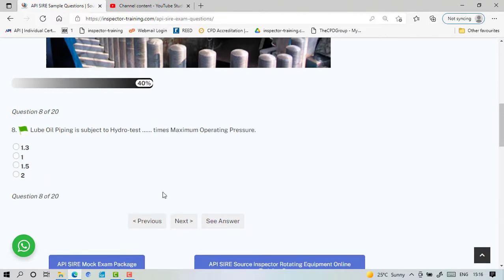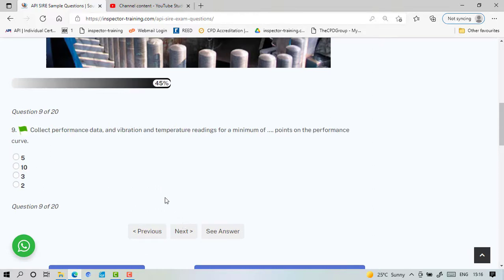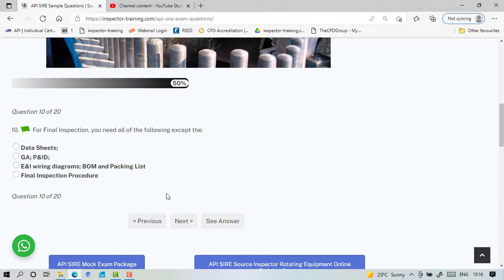Lube oil piping is subject to hydro test, again 1.5 times the maximum operating pressure. Collect performance data and vibration and temperature readings for a minimum of 5 points on the performance curve. That's for every pump, so this is a practical type of question.